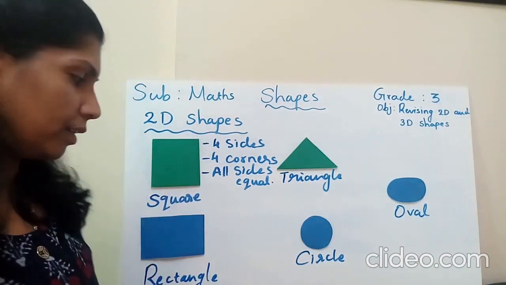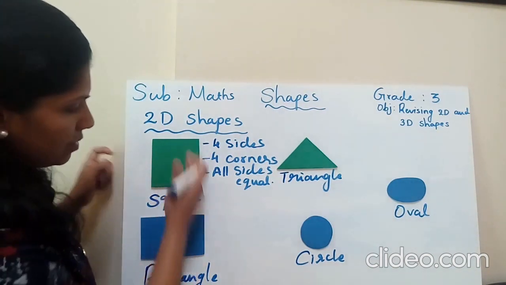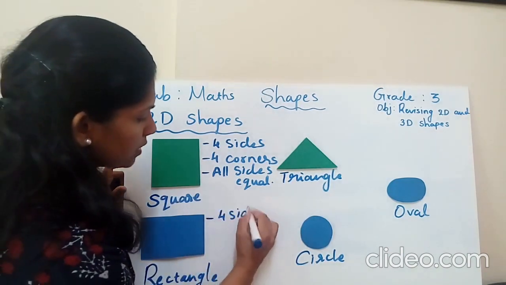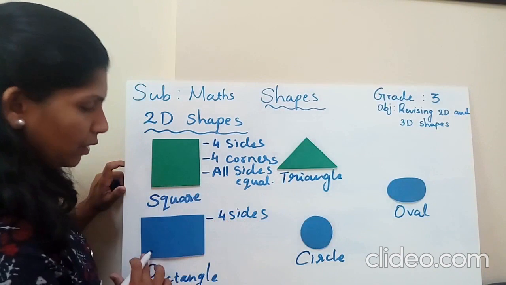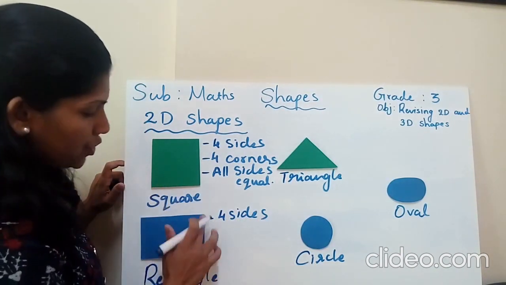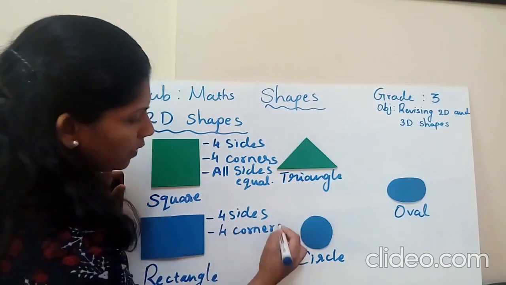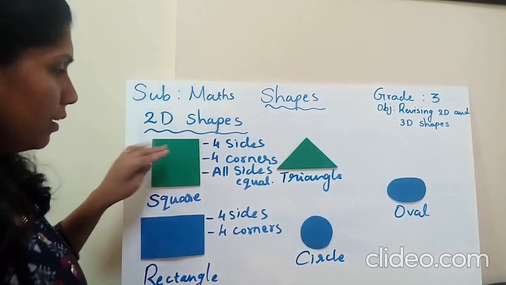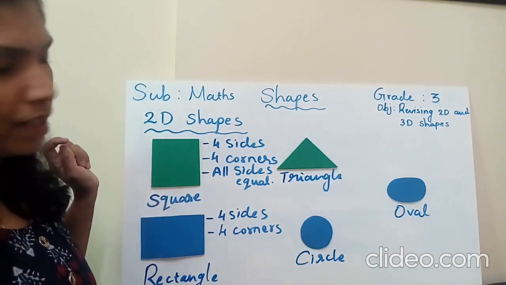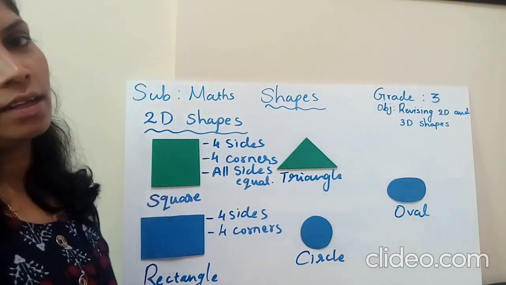Now come to the rectangle. How many sides are there in a rectangle? Yes, the same. 1, 2, 3, 4. There are 4 sides in the rectangle also, like a square, and corners 1, 2, 3, 4. There are 4 corners in the rectangle, like a square. 4 sides and 4 corners, and only one thing is different when you compare the square and the rectangle.